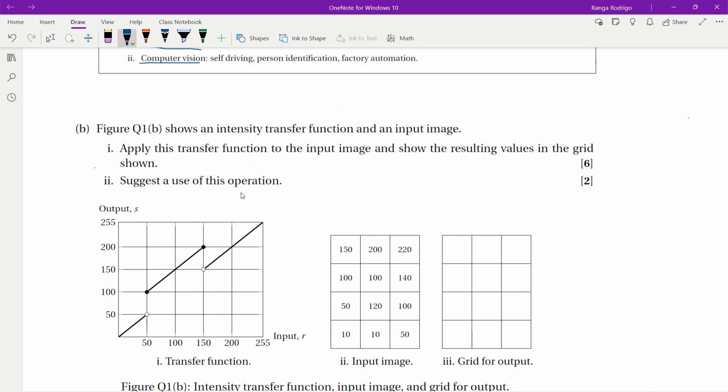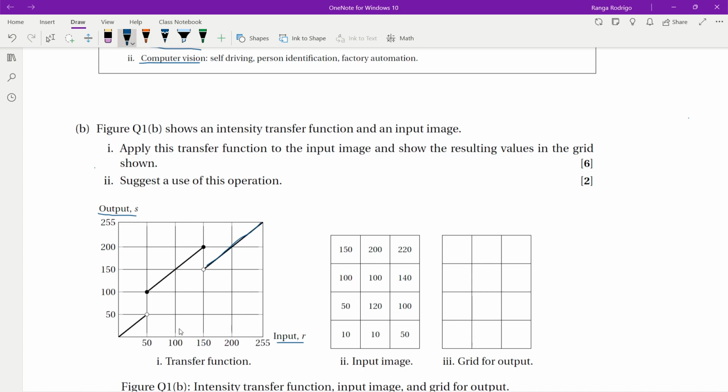Part B. Figure 1b shows an intensity transfer function and an input image. Apply this transfer function to the input image and show the resulting values in the grid shown. Suggest the use of this operation. So here you can see the input pixel value is shown and the output pixel value is shown. So this line is actually the transfer function.